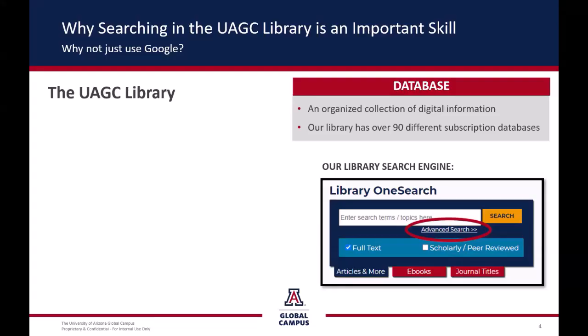So if we think of Google or a search engine like that as a search engine for the open internet, where it's like the Wild West, content is not being vetted, anyone can publish anything, then I want you to think of Library OneSearch as the library's search engine. And through Library OneSearch, you can access over 90 subscription databases.